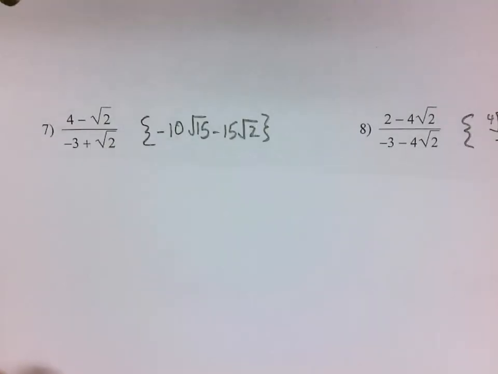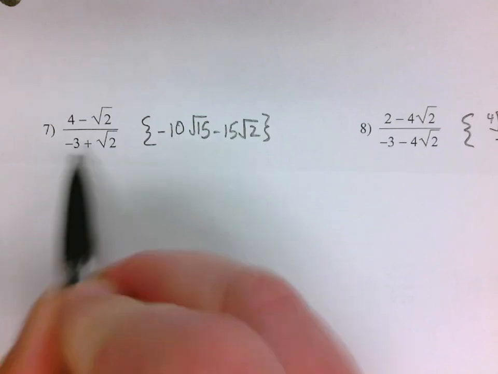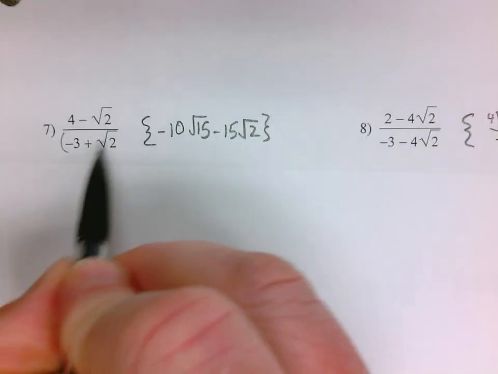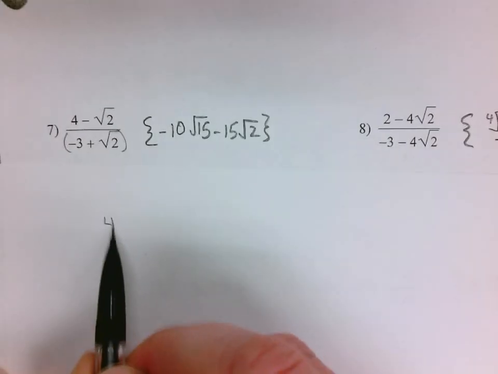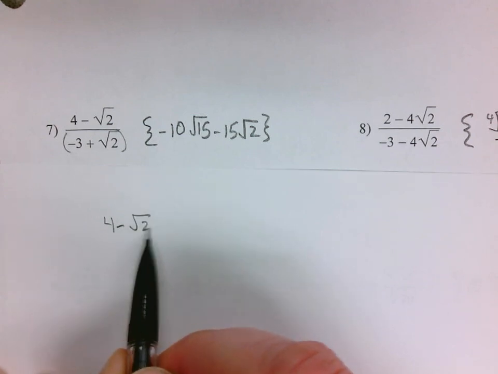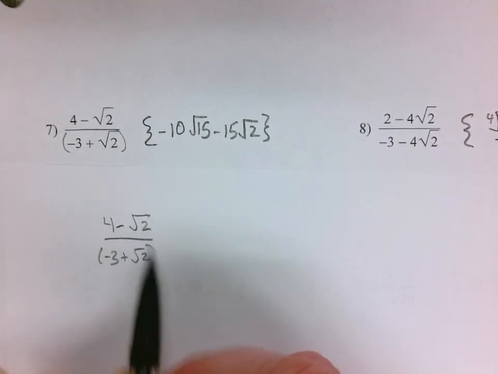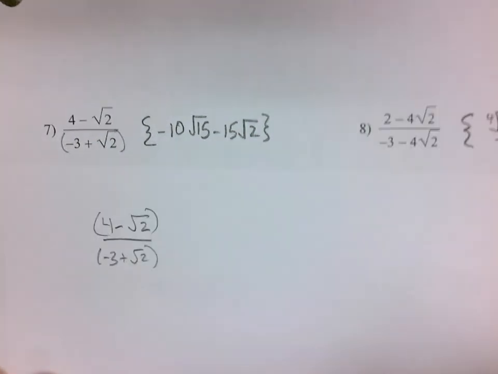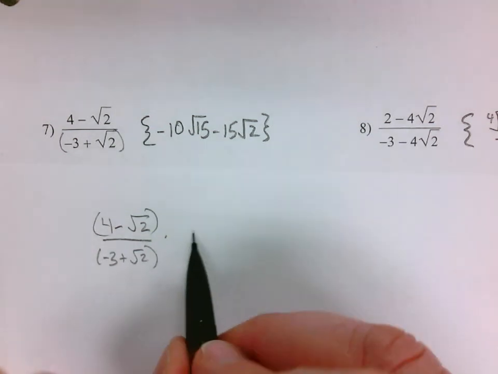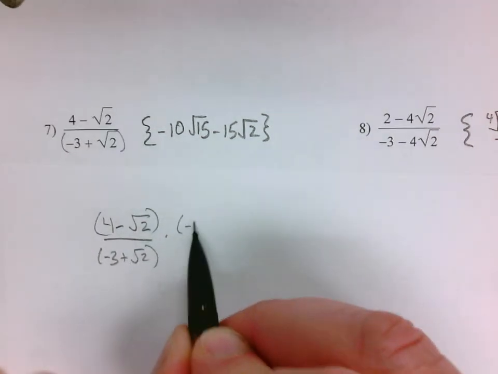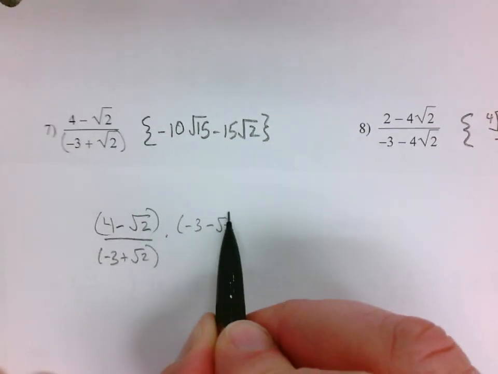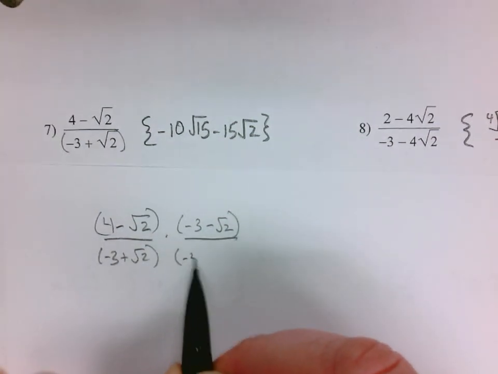So I look at this. I know that there's a binomial in the denominator, and so I have 4 minus radical 2 in the numerator. That doesn't matter. What matters is what I have in the denominator. I'm going to put parentheses around this because I'm multiplying. I'm multiplying by 1, special kind of 1. Negative 3 minus radical 2 over negative 3 minus radical 2.